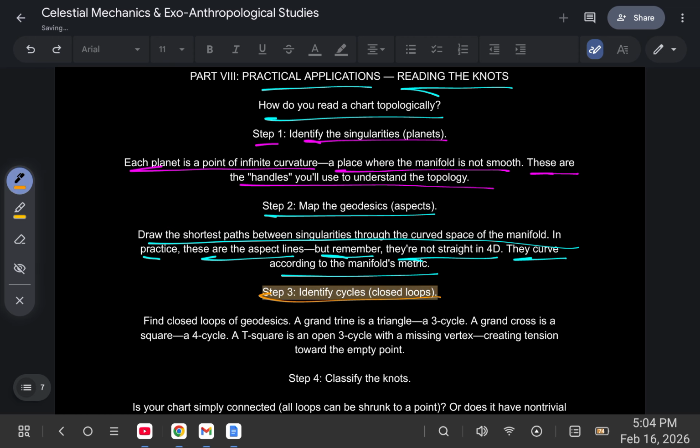Step 3, identify cycles, closed loops. Find closed loops of geodesics. A grand trine is a triangle, a 3 cycle. Grand cross is a square, a 4 cycle. The T-square is an open 3 cycle with a missing vertex, creating tension toward the empty point.